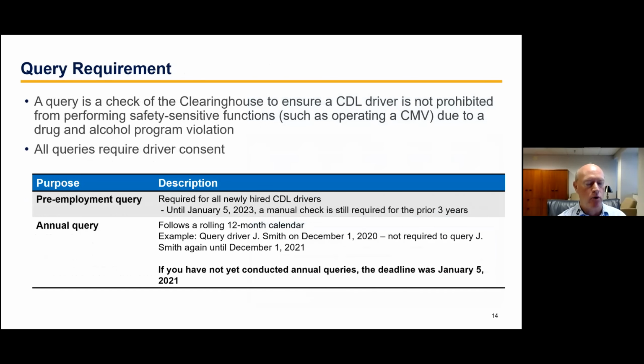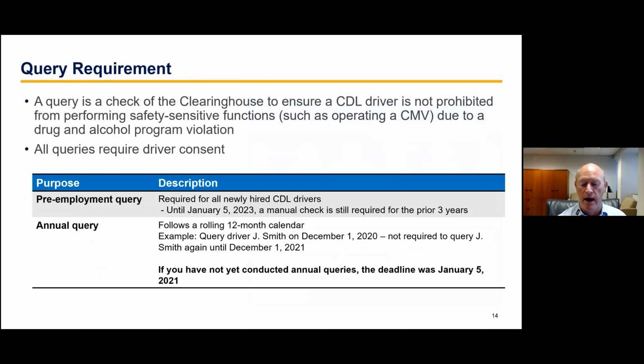We talked about query requirements. So now you're registered in it. Your drivers are registered in it. What is the next step? Well, now the next step is the query part of it. Actually going in and using the clearinghouse to ensure that a CDL driver is not prohibited from performing a safety sensitive function, such as operating a CMV.